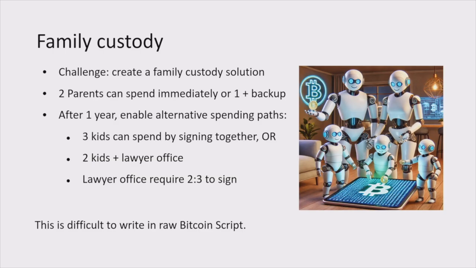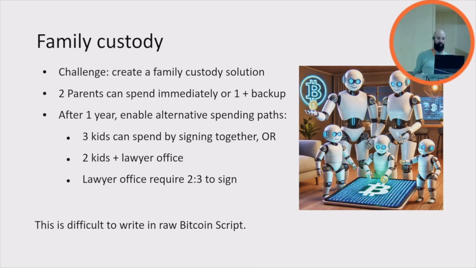Let's say we have a family that wants its own self-custody, and they have a challenge because they want the parents to be able to spend immediately. Two parents, or maybe one parent with a backup key. But after 1 year, they want the kids to be able to spend it. If the 3 kids are getting along, they want them to be able to spend it together, or 2 kids with the lawyer office. But with the lawyer office, we don't want any problems, so we want the lawyer office also to be a multisig.